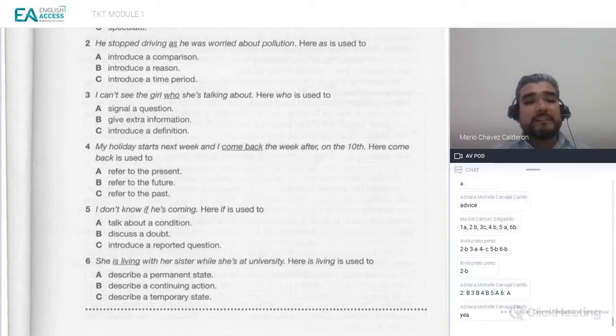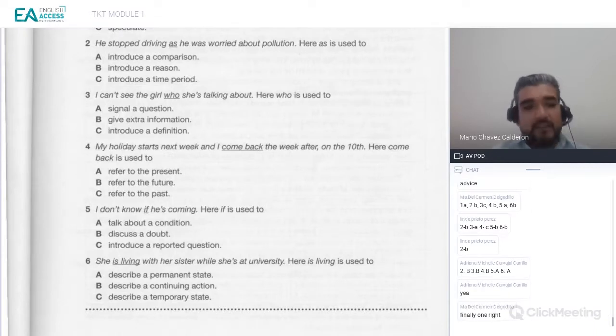"My holiday starts next week and I come back the week after on the 10th." Here, back is used to refer to the present, the future, or the past. The answer is B, refer to the future. I come back the week after. It's in the future, ladies. The answer is B.